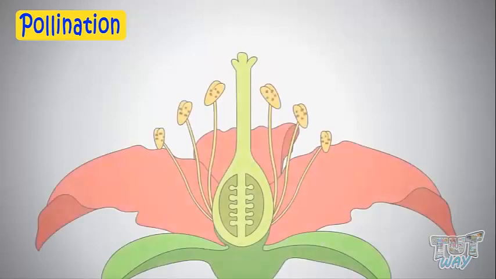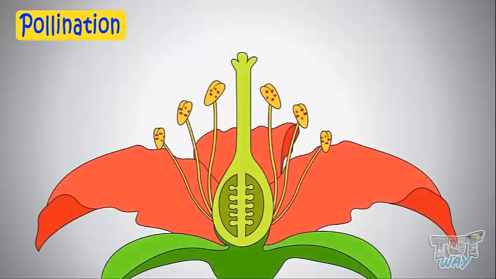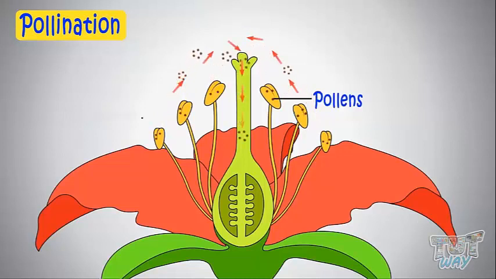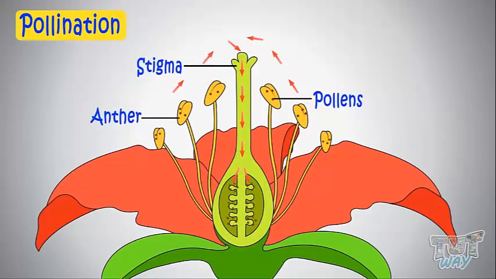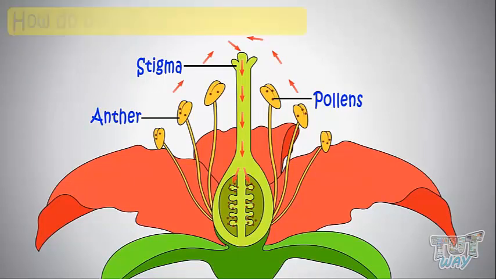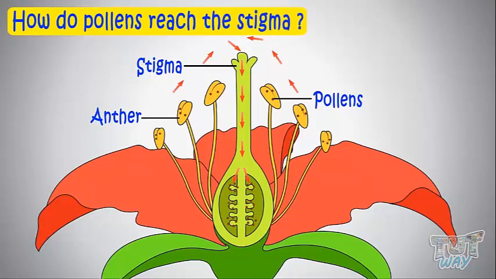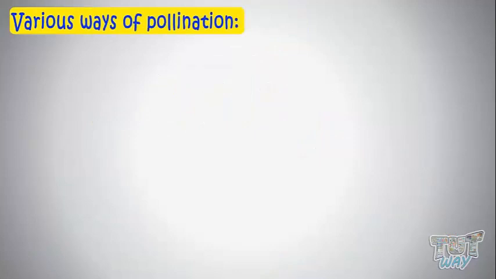Pollination is a process by which pollen is transferred from the anther, that is, the male part, to the stigma, which is the female part of the plant, thereby enabling the fertilization and reproduction in turn. Now let's see how pollination occurs, or how pollens reach the stigma. There are various ways. How do pollens reach the stigma?